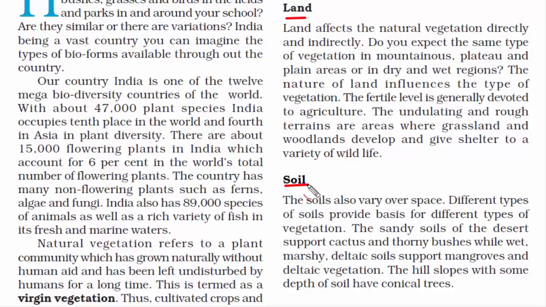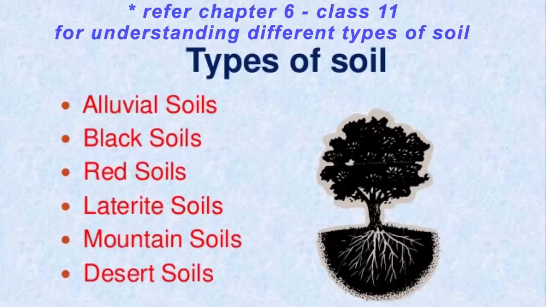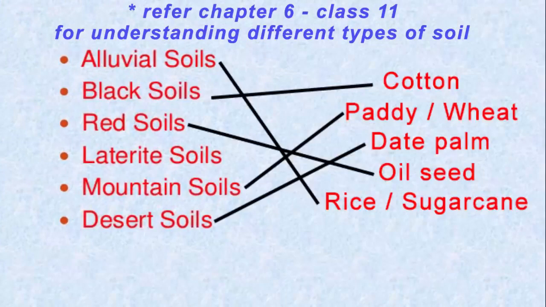Coming to the soil. Just like land, even soil varies from place to place. We have some 6 to 7 types of soil that are found in India. Hence, different types of soil will produce different kinds of plants. You will not see lush green plants or trees growing on sandy soil. Similarly, cotton grows in black soil, so you will not find it growing in red soil. So that's the role of soil.